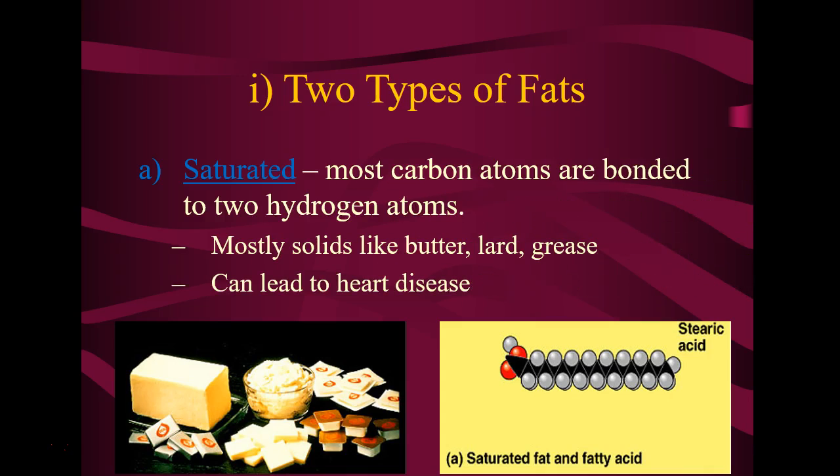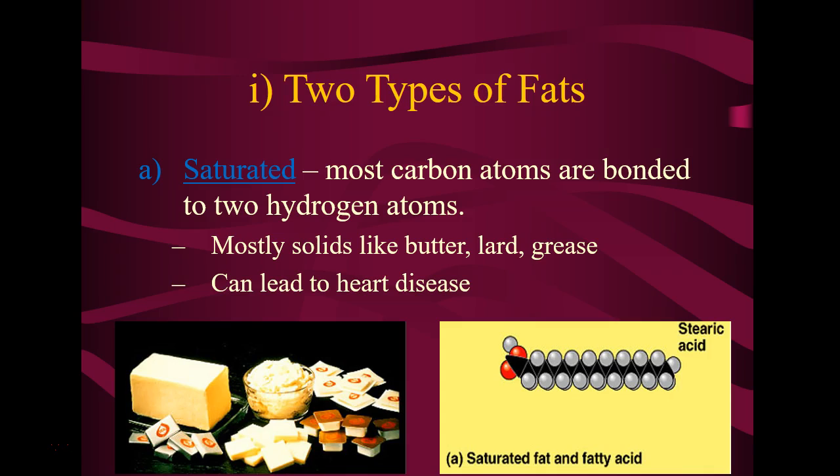So there's 2 types of fat. Fat can either be saturated, and if you have a saturated fat, you know it's a saturated fat because it is solid at room temperature. So you have your butter, your lards, your greases, all those things that are solid that you cook with, margarine, those are saturated fats.